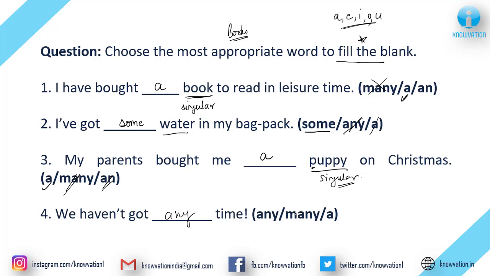Many cannot be used here because we are talking about time and time cannot be counted as such. Alright. A is also wrong because with time you cannot use A. It's not countable basically, this word. I hope this is clear. So we'll move forward now.